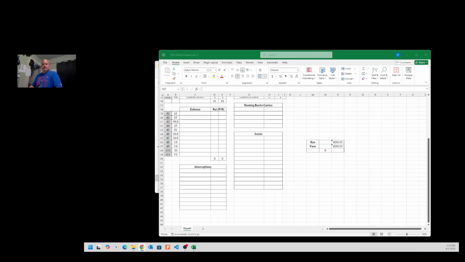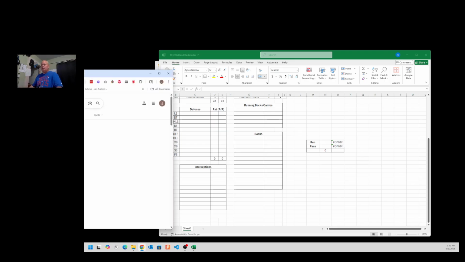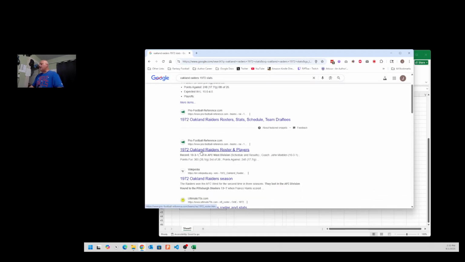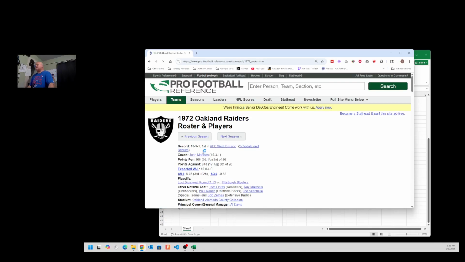Okay. So now what I'm going to do is I'm going to open up Internet Explorer, or Chrome, I guess. Nowadays it's called Chrome. And I'm going to type in the Oakland Raiders 1972 stats. And it is going to take me to Pro Football Reference. Sometimes NFL.com gets its sneaky little nose in that first option. I accidentally click it. I hate that. All right, there we go.